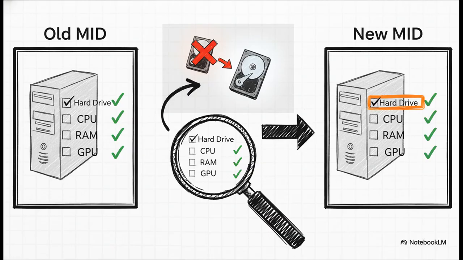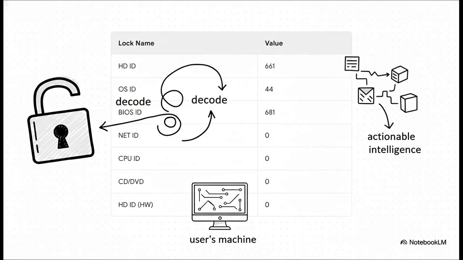And when you hit that decode button in the PCGuard activation panel, this is what you get. No more mysterious encrypted string. Instead, you see a clean, simple table that lists each locking parameter you enabled and the exact value it found on the user's computer. It's actionable intelligence.